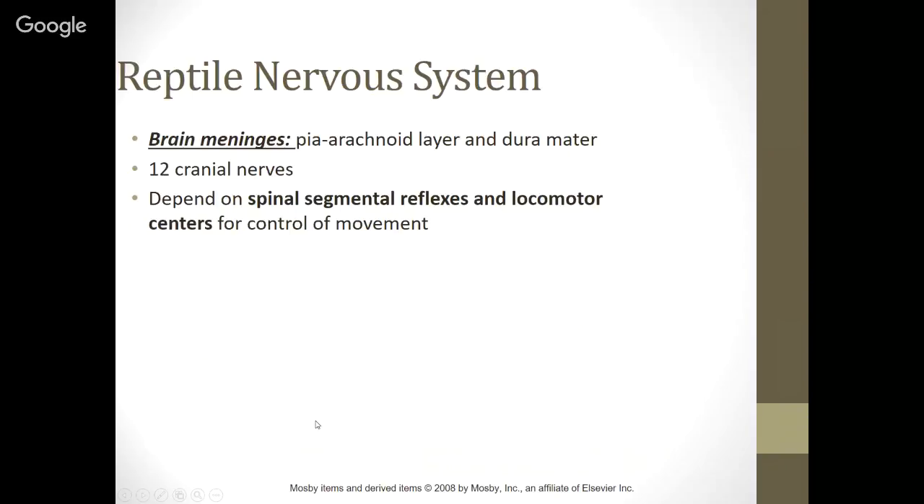Brain meninges, they have a pia arachnoid layer and a dura mater, very similar to our meninges. They also have 12 cranial nerves, just like us, and they depend on spinal segmental reflexes and locomotor centers for control of movement.